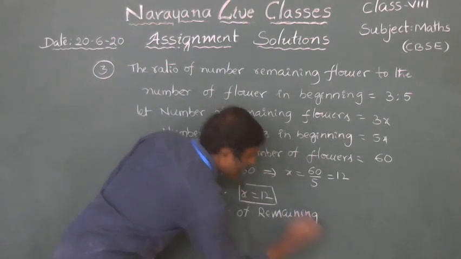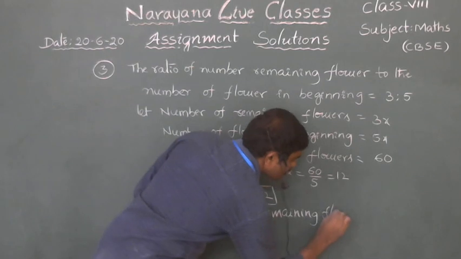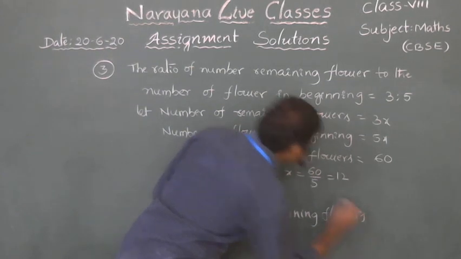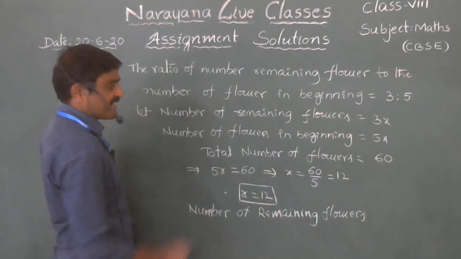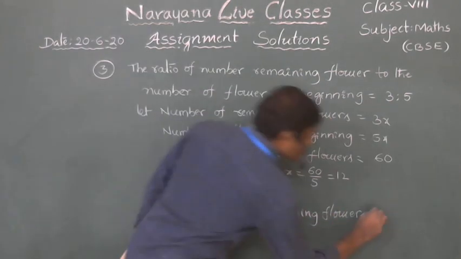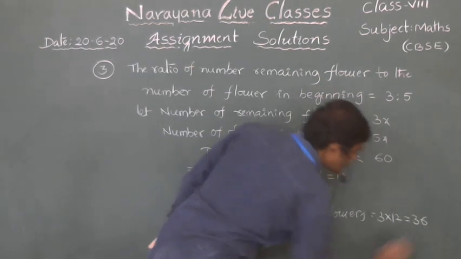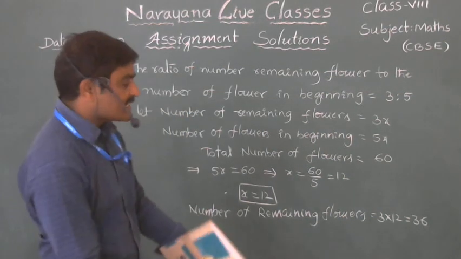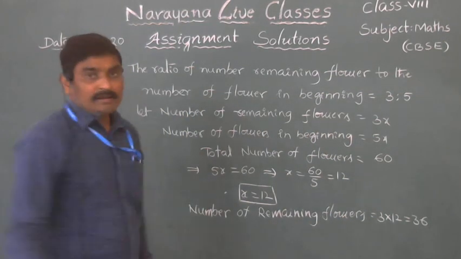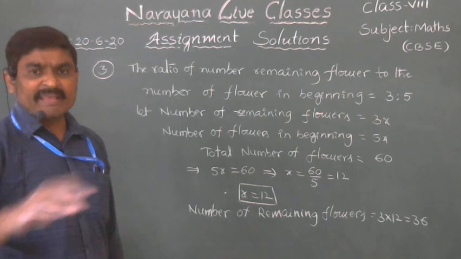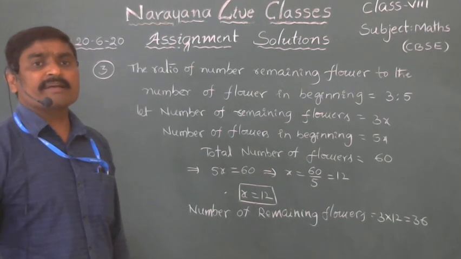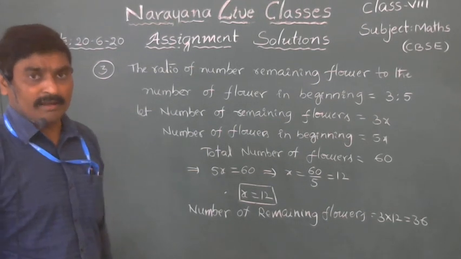Number of remaining flowers, according to the ratio given, is 3x. So 3 into 12 is equal to 36. This 36 is subtracted from the number of flowers in the beginning. You will get the number of flowers offered to the temple.